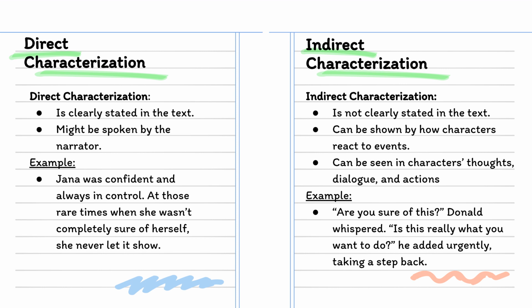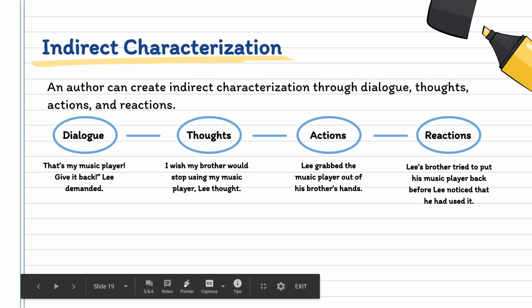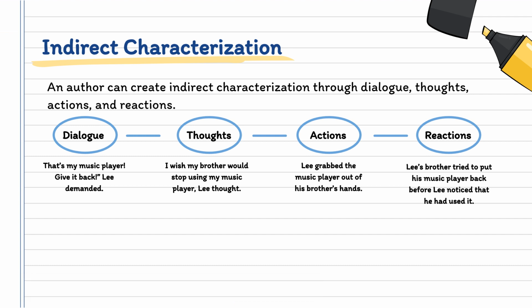Then you have indirect characterization, which is not clearly stated, can be shown by how characters react to events, and can be seen in characters' thoughts, dialogues, and actions. So, for example, "Are you sure of this?" Donald whispered. "Is this really what you want to do?" he added urgently, taking a step back. So we can see here through the dialogue and also through the action of taking a step back that Donald is not very sure of the situation. Okay? Now, an author can create indirect characterization, again, through dialogue, thoughts, actions, and reactions.